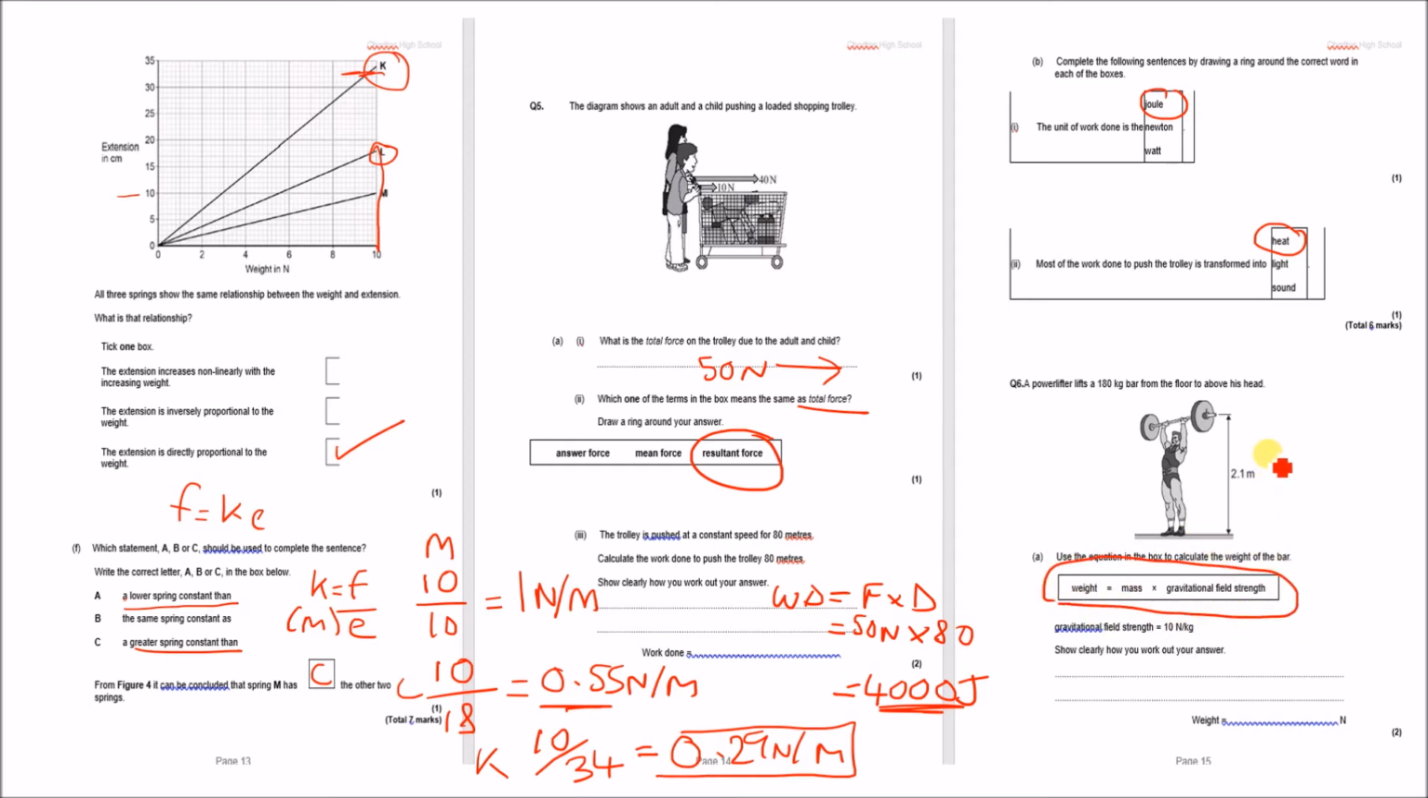Okay, question 6 is about a power lifter, and it's given us the equation that you need to know. Remember, we've said W equals M times G, so we should know this equation, and this time, as I said in the exam, they've given you G as 10. So the weight is equal to the mass of 180, I'm going to multiply that by G, which is 10, and that will give us 1800.